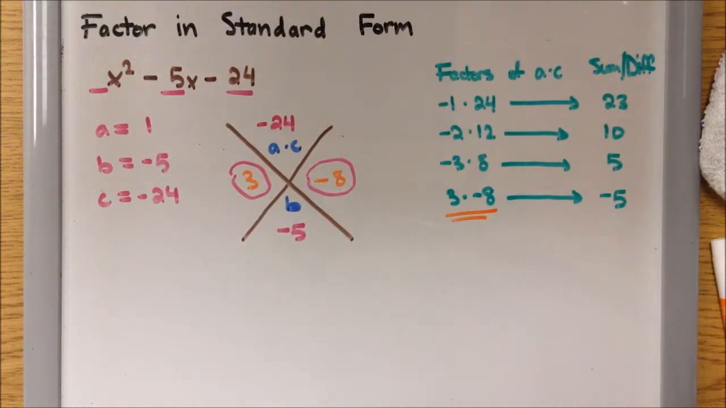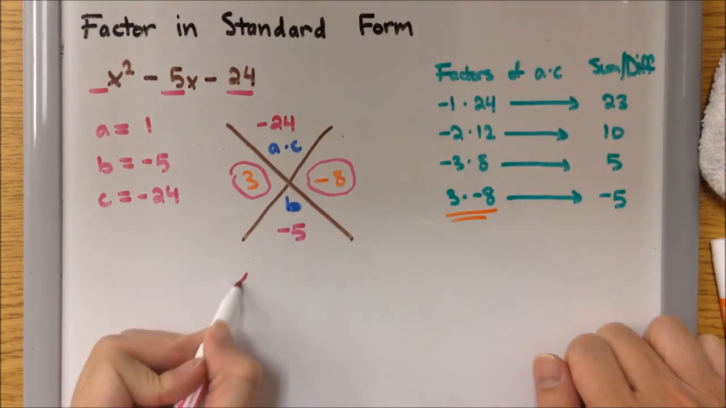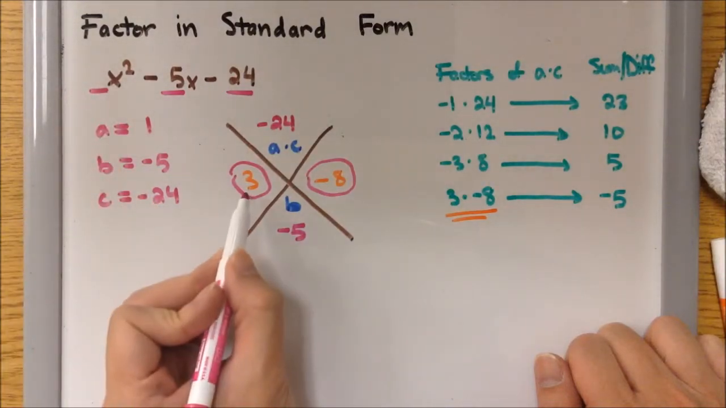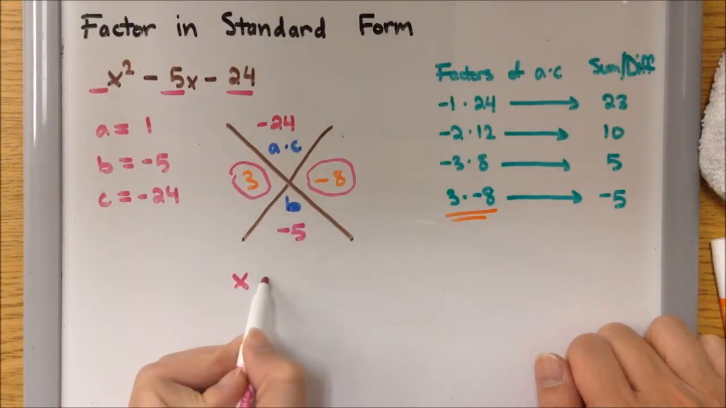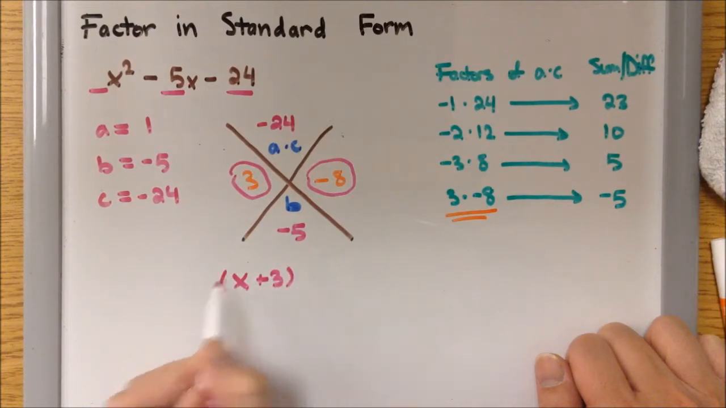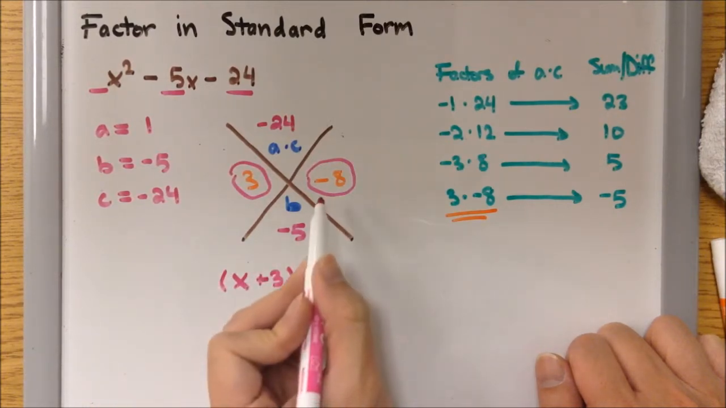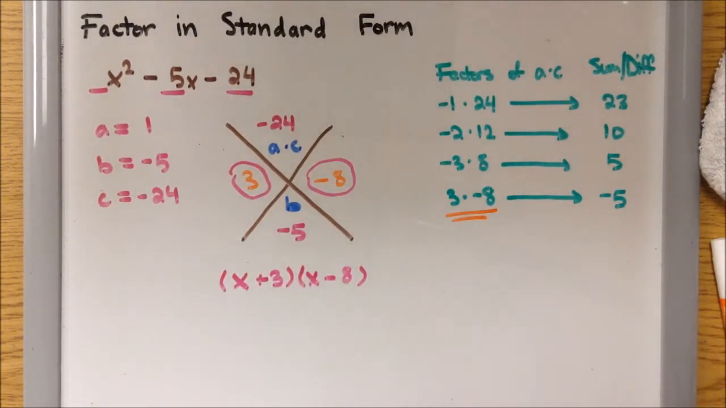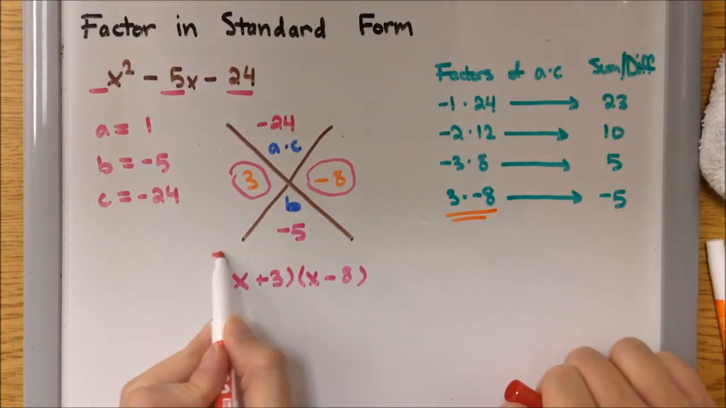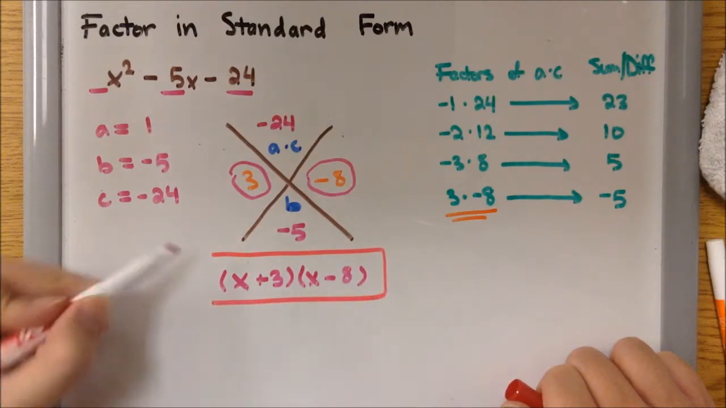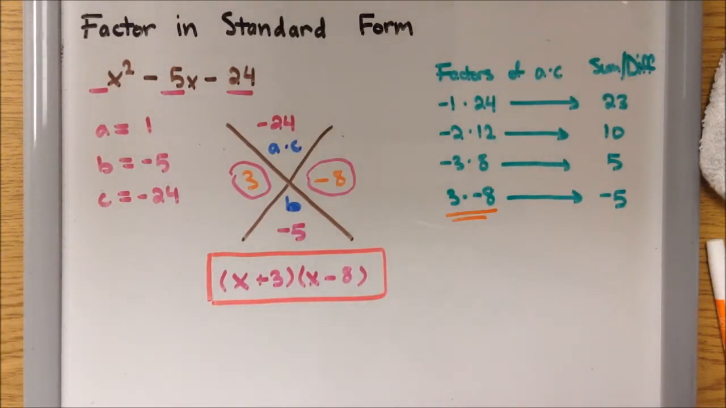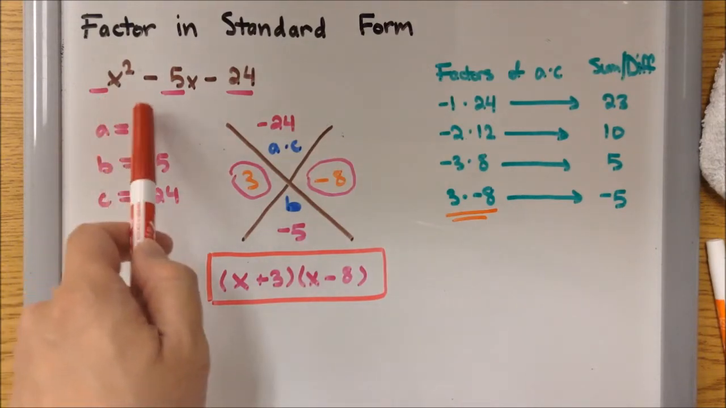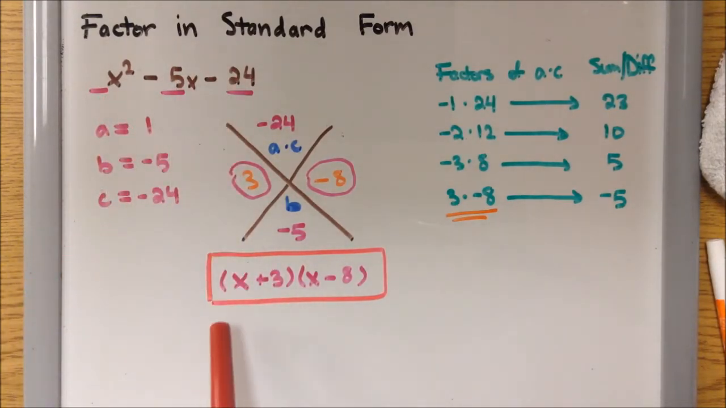all I'm going to do is write in factored form. So x first, because that's the variable. Since this is a positive 3, I'm going to put plus 3. Next, I'm going to put another x. Since it's negative 8, I'm going to put minus 8, and put it in parentheses. And then that will be our final answer. So the factors for x squared minus 5x minus 24 are x plus 3 times x minus 8.